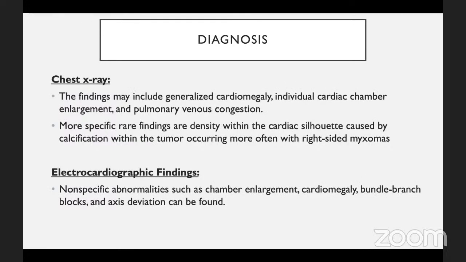For the diagnosis, on the chest X-ray there will be cardiomegaly, individual cardiac chamber enlargement, and pulmonary venous congestion. A more specific feature, but rare, is a density within the cardiac silhouette caused by calcification of the tumor. In case of right-sided myxomas, there are non-specific findings on the ECG, such as an axis deviation, chamber enlargement, or bundle branch blocks.